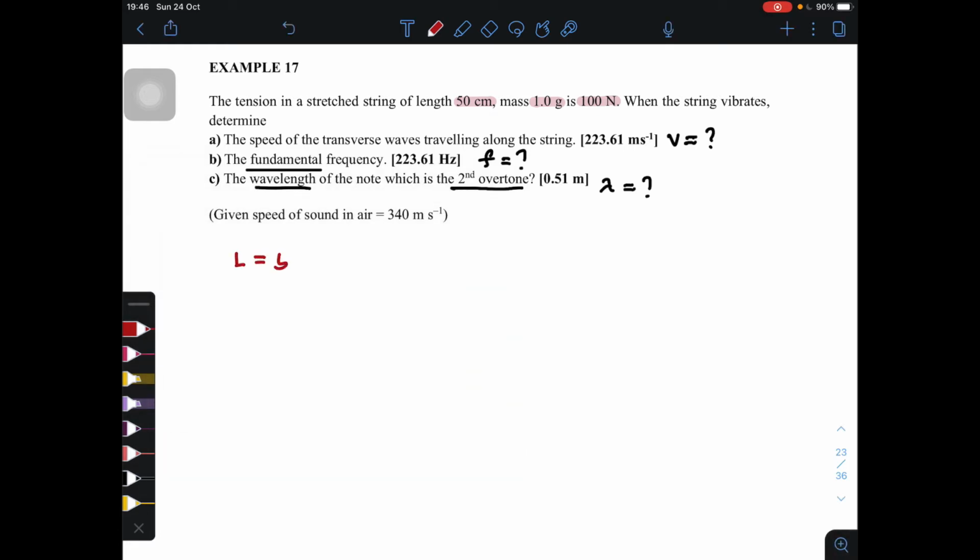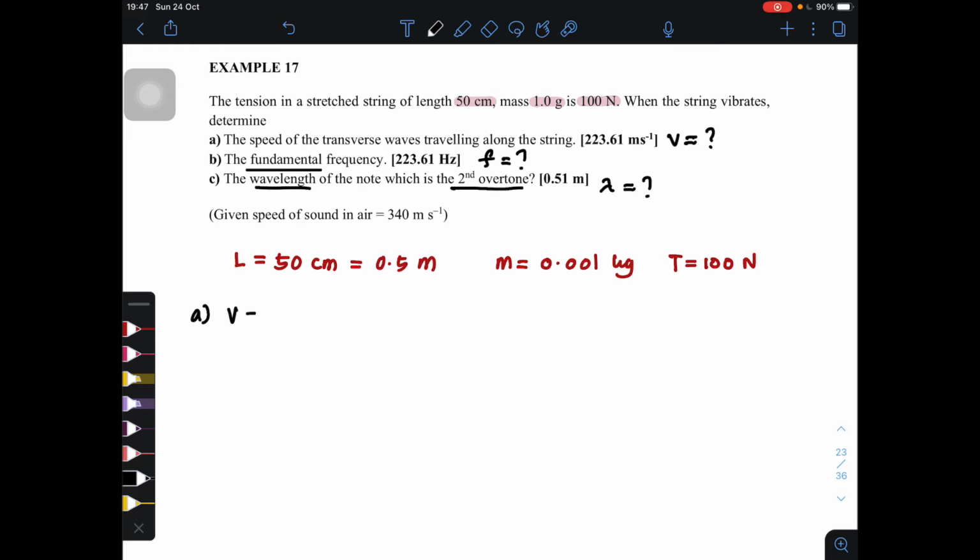First is the length 50 centimeter. Let's convert to meter. Second is the mass, which is 1 gram. Okay, kita terus convert kepada kg, 0.01 kg. And then the tension, 100 Newton.